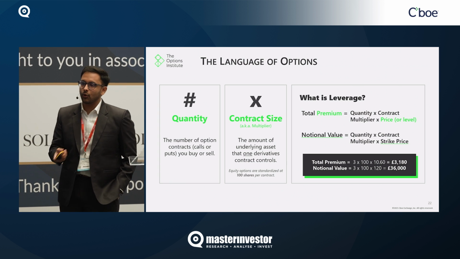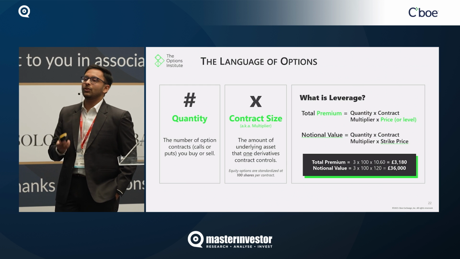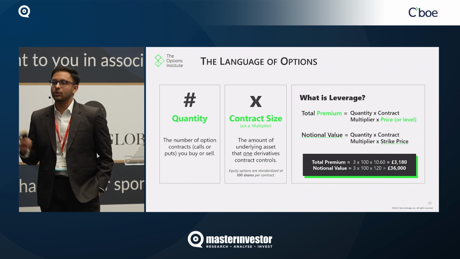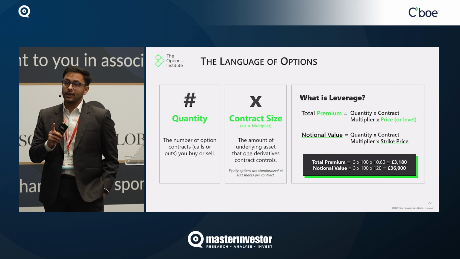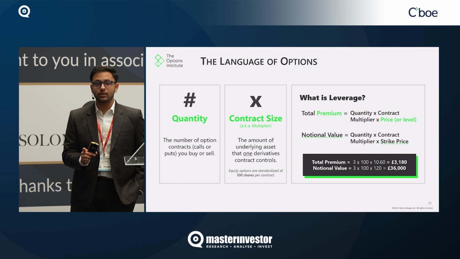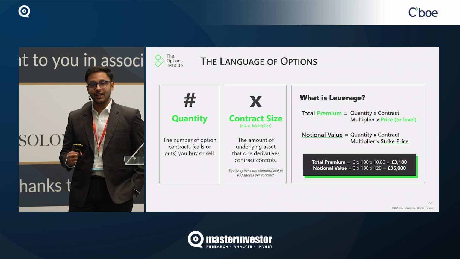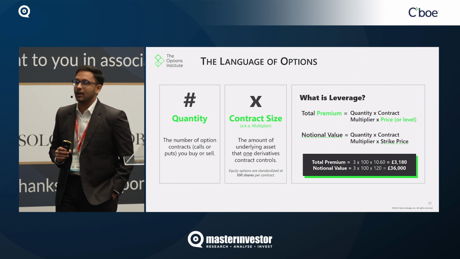So if you were to place that order through a brokerage app, you would be paying £3,180 to trade that options order. But, and this is where the leverage component comes into place, your exposure is not just worth a little over £3,000.